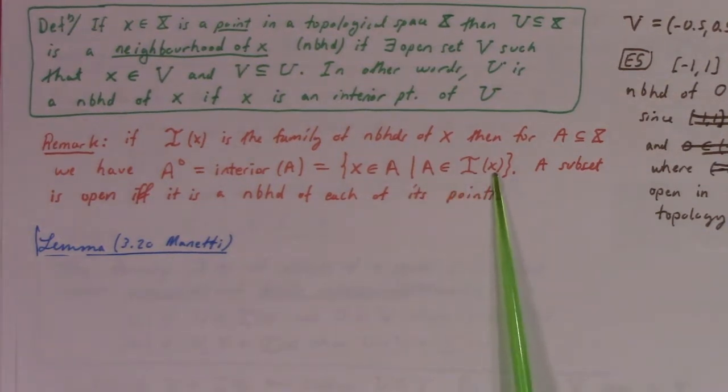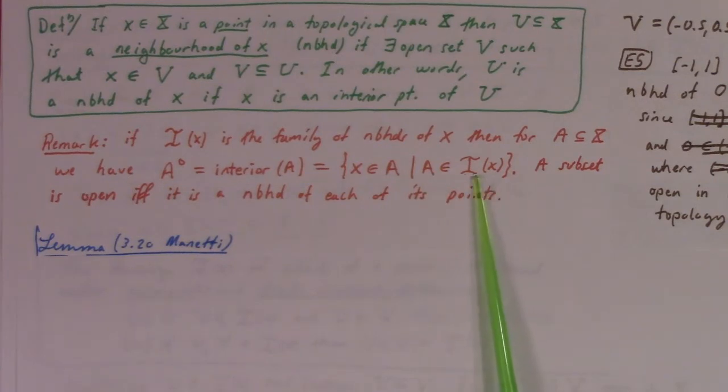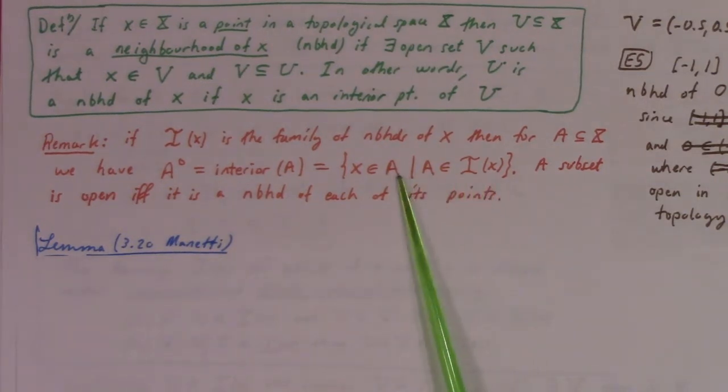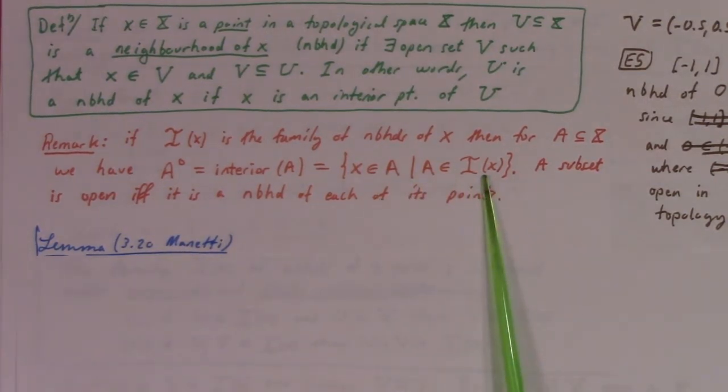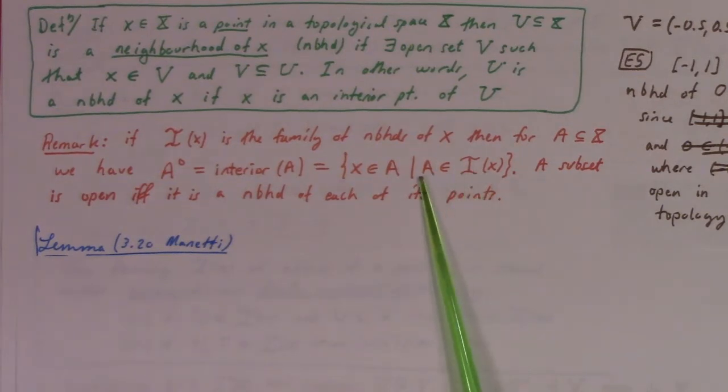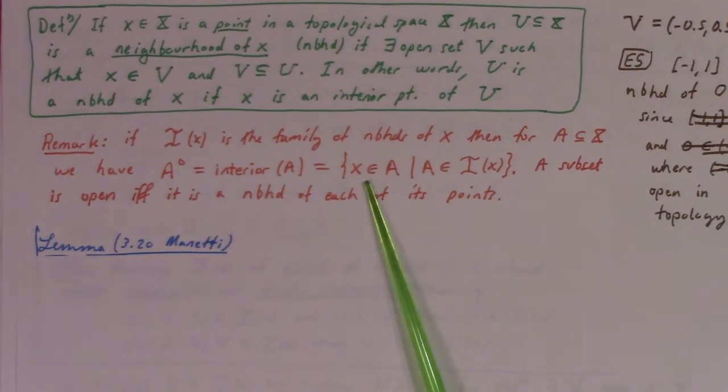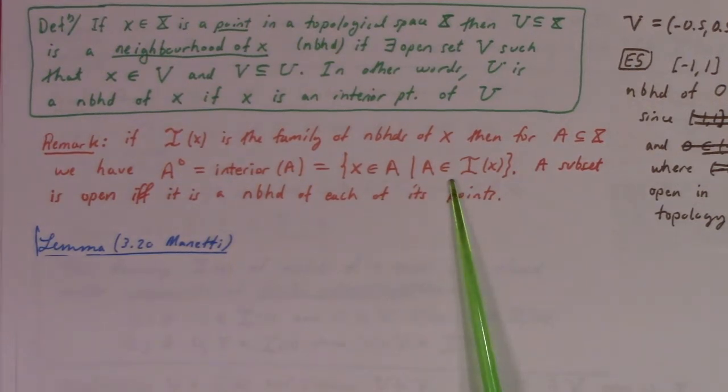Of course, to say A is a neighborhood of X means that there exists a smaller set within A, possibly smaller, which is open and contains X, which means that X is an interior point. So yeah, I think this makes sense.